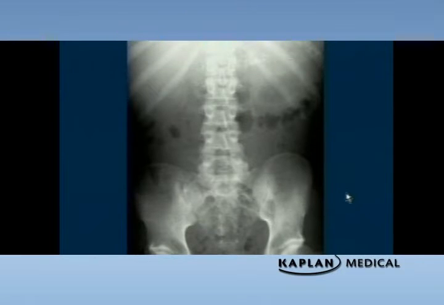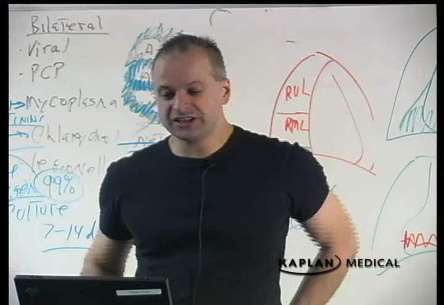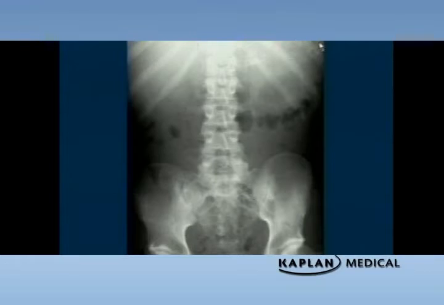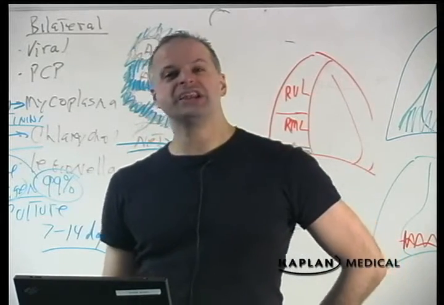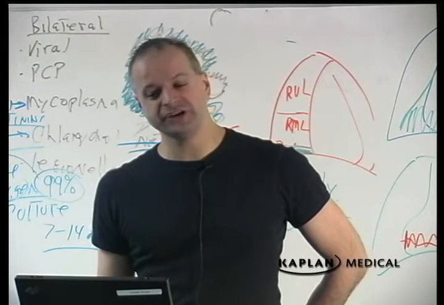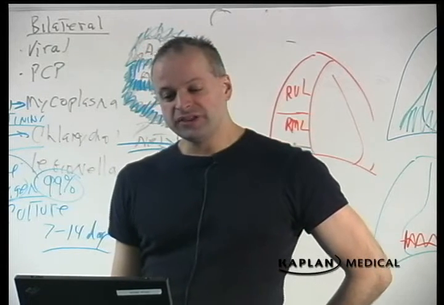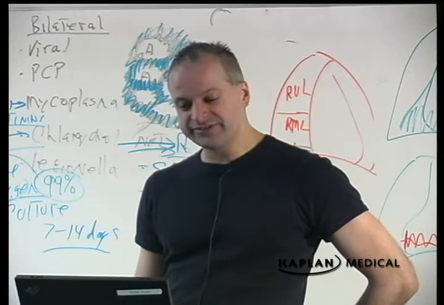Now, this is an abdominal film. You'll notice that you can't see the top of the diaphragm. And the top of the diaphragm is not always visible on an abdominal film. The top of the diaphragm is always visible on an upright chest X-ray, but not on an abdominal film. Now, this is very subtle. This is not the abnormality.